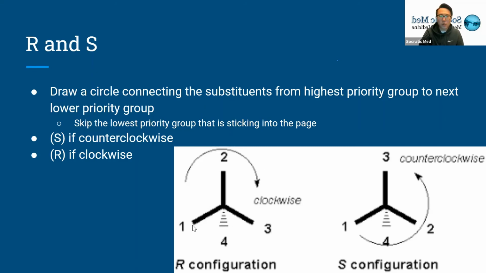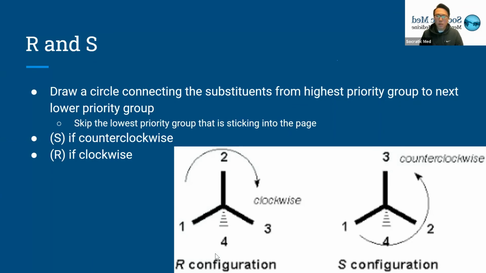So in this diagram below, you can see that the highest priority group is on the bottom left side. The second highest is pointing up, and then the third highest is pointing to the right. So when you draw a circle, you connect 1 to 2 to 3, and that shows a clockwise circle. So that would be R configuration. And then for S configuration, it would be opposite. So starting from 1, if you draw a circle from 1 to 2 to 3, this one on the right, you can see the circle goes counterclockwise. So that's an S configuration.